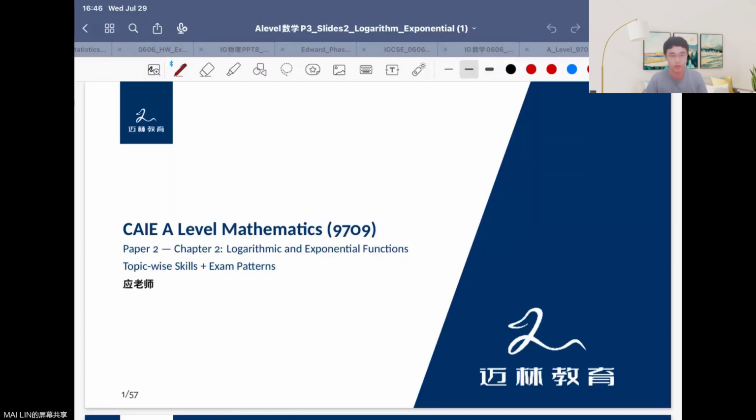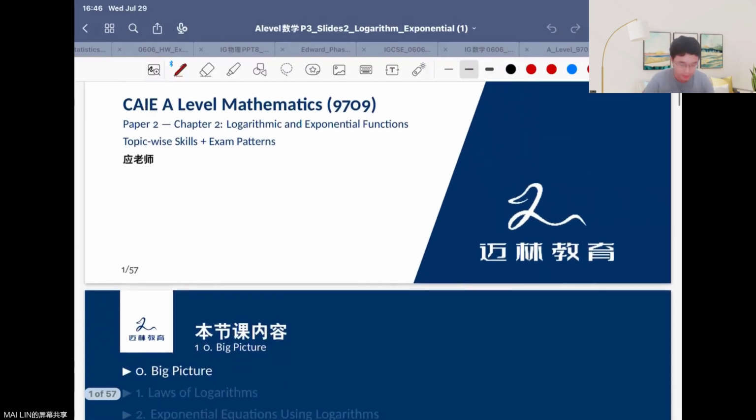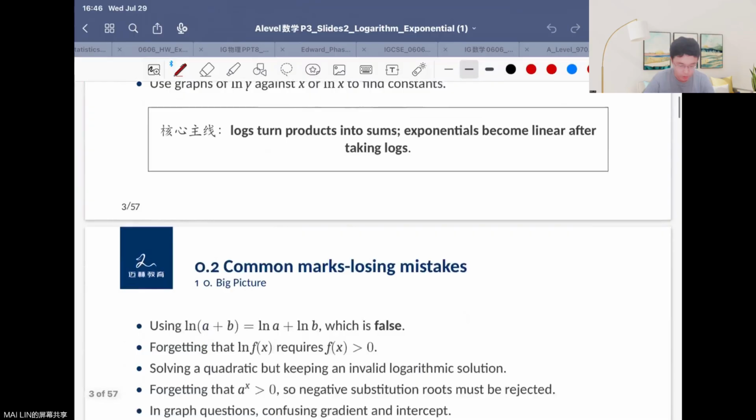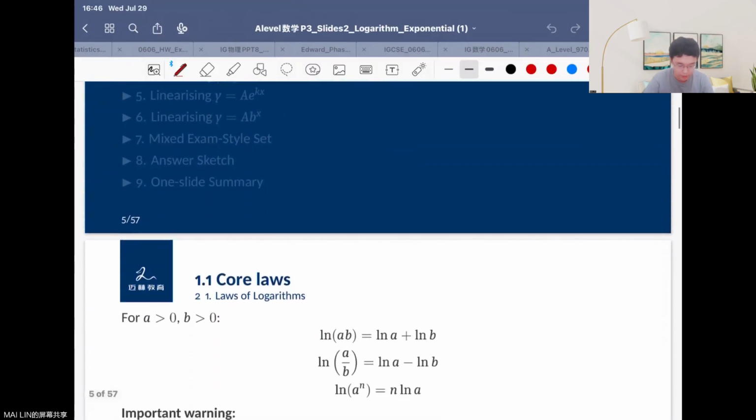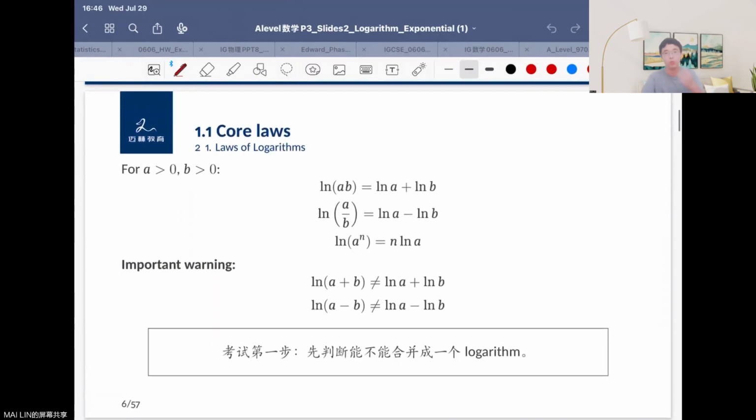Logarithm and exponential functions, okay? So let's move into the first part of that. First we are talking about the laws for the logarithm function, okay? So first we have to know what a logarithm is and what exponential functions are.